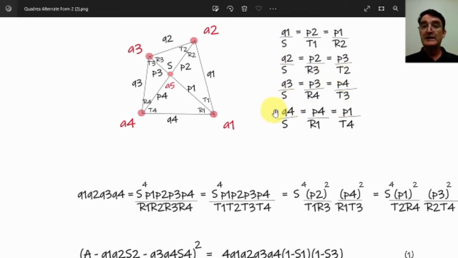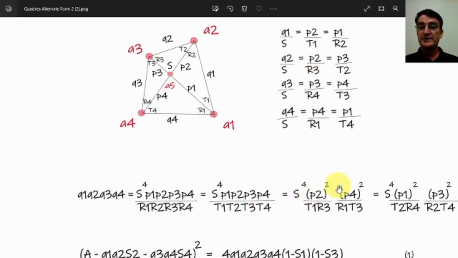Okay, so when we do that for all four of these sets of equations, then when we multiply Q1 times Q2 times Q3 times Q4, we get S to the power 4 times P1 times P2 times P3 times P4 divided by R1 times R2 times R3 times R4. And we can also get S to the power 4 times P1 times P2 times P3 times P4, all divided by T1 times T2 times T3 times T4.